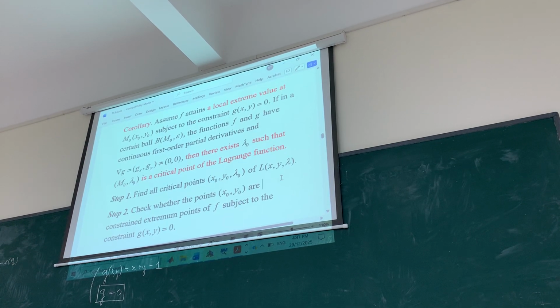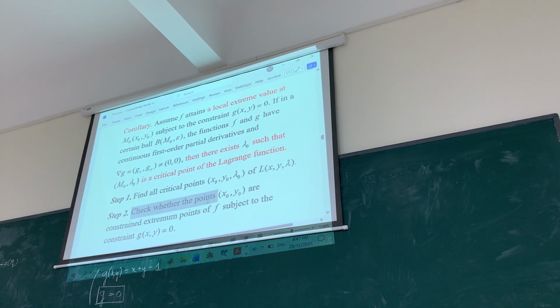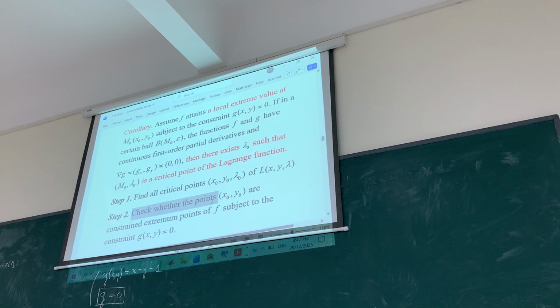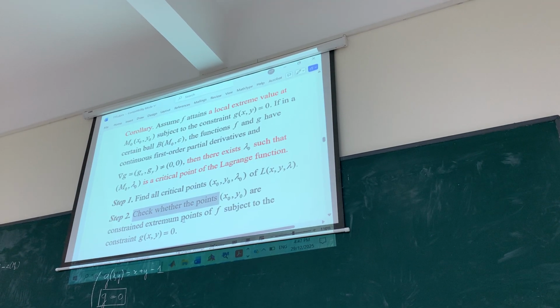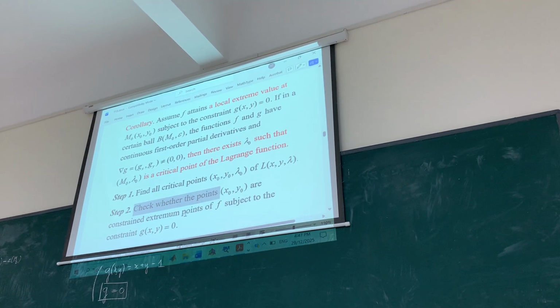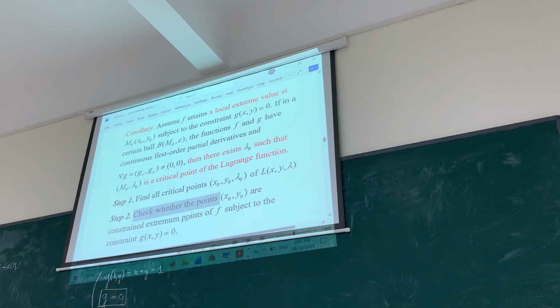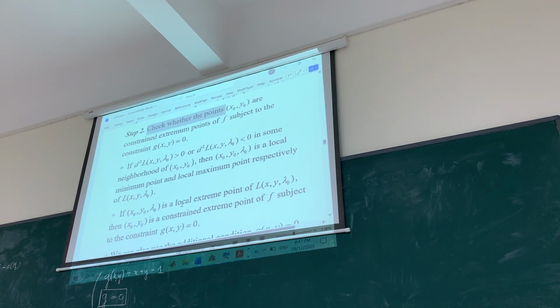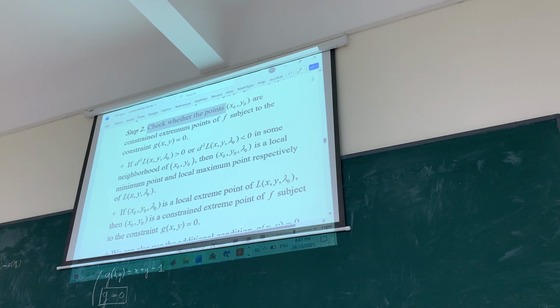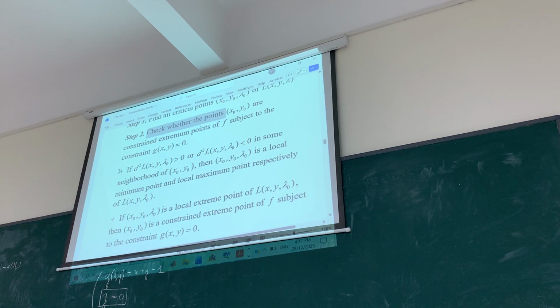The question: how to check the point (x0, y0), whether it is a constrained extremum point? How to check? You can follow some property here.